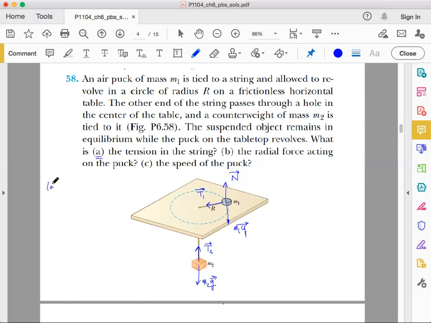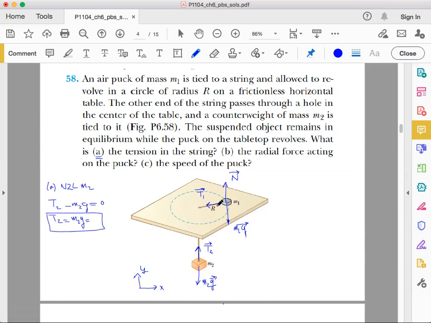That means that in part A, if we apply Newton's second law on m2, let's take the y-axis upwards. We end up with plus T2 minus m2g equals 0, because the object is in equilibrium. And so we can immediately deduce that T2 is equal to m2 times g. The value of m2 is not given numerically, but it's given in the text. So T2 is equal to m2g.